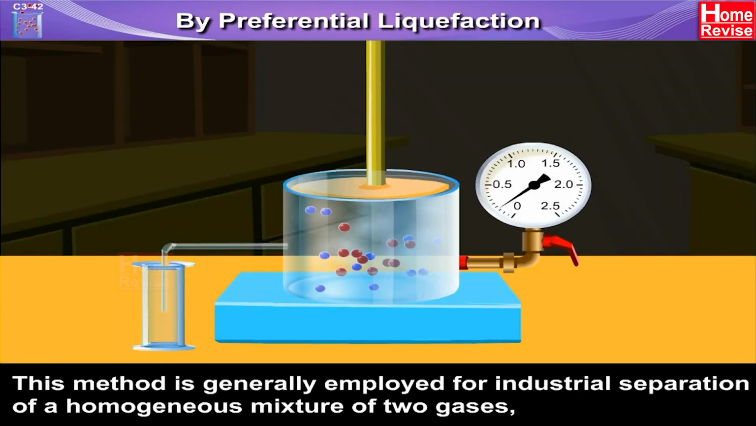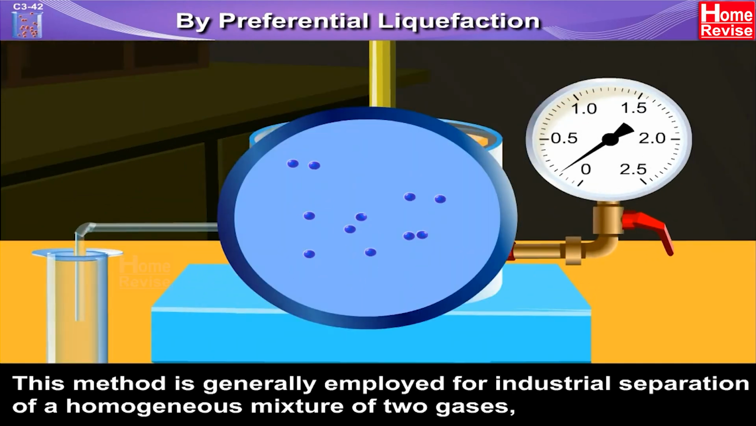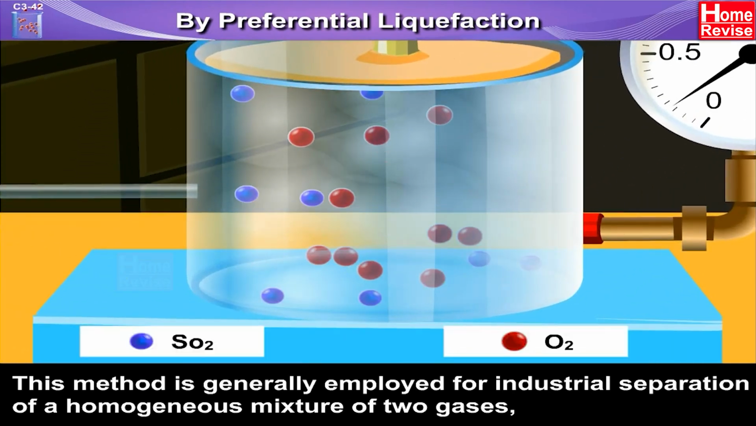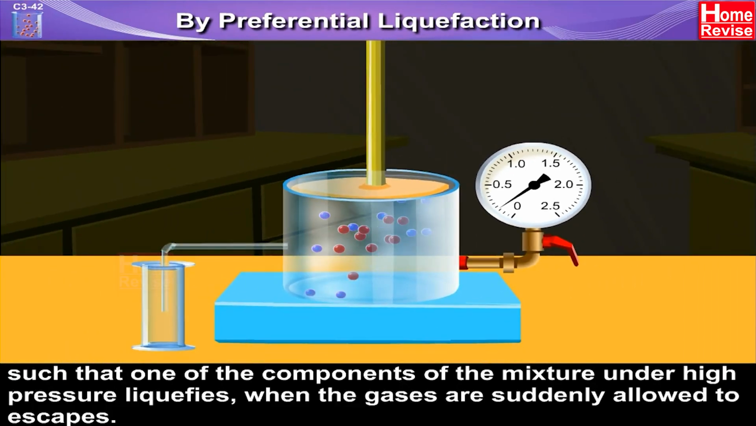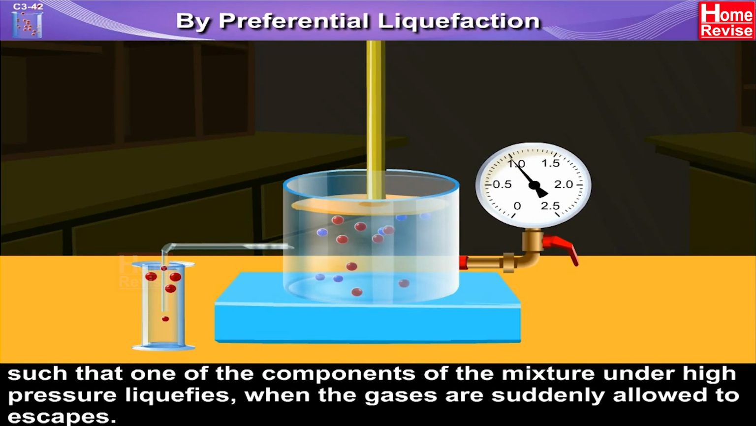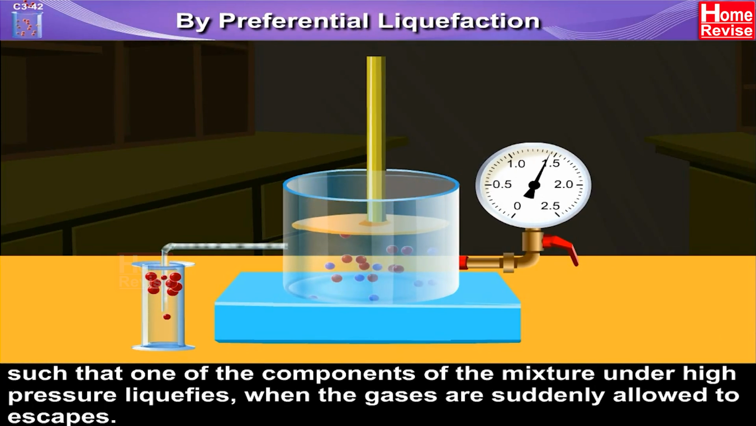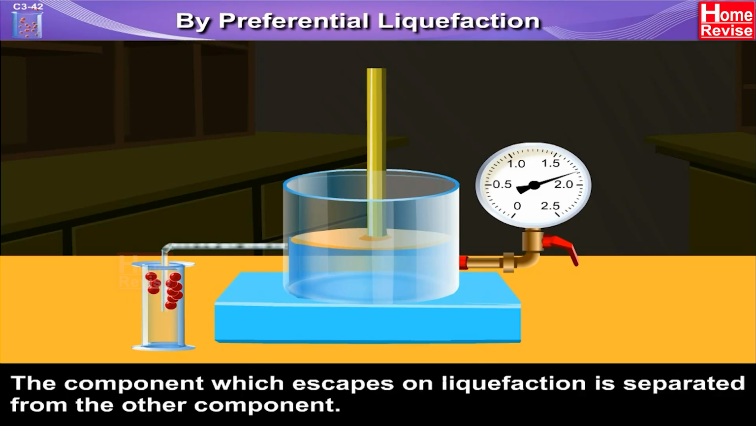By preferential liquefaction. This method is generally employed for industrial separation of a homogeneous mixture of two gases, such that one of the components of the mixture under pressure liquefies while the gases are suddenly allowed to escape. The component which escapes on liquefaction is separated from the other component.